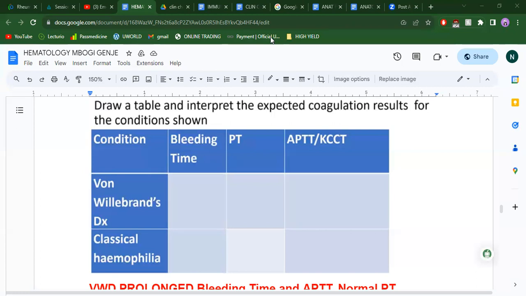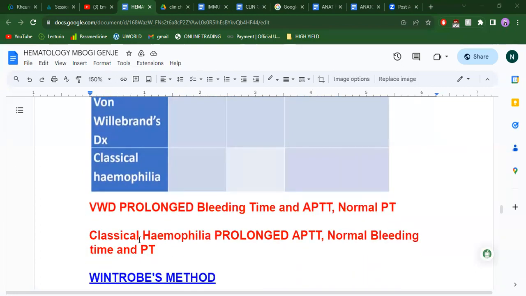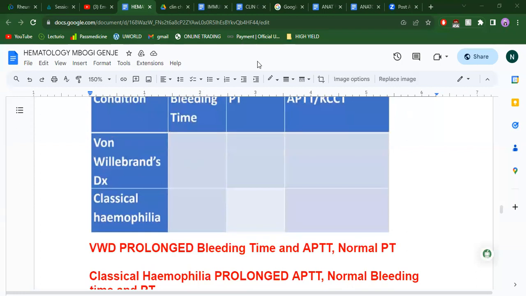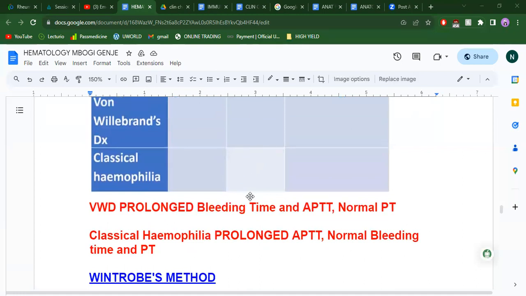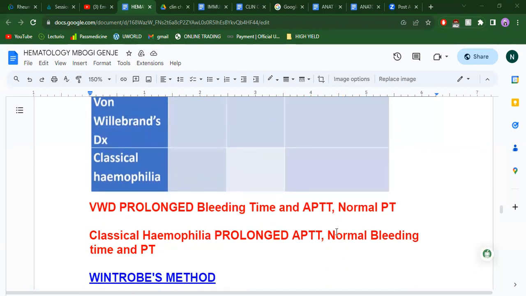And then classic hemophilia. Normal bleeding time, normal PT and prolonged APTT. Yes. So prolonged APTT, normal bleeding time and PT. So I hope this makes sense. Hemophilia, I'm seeing someone is asking. Hemophilia, yes. Classical hemophilia is factor 8 deficiency. So it only affects the intrinsic pathway. So that's why we'll have a normal bleeding time but prolonged APTT only.